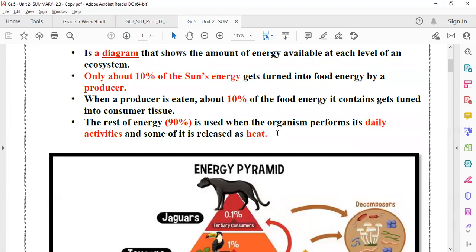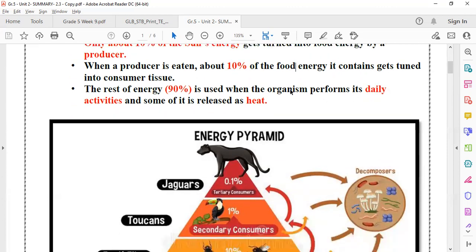Like when you eat your food, you have energy inside your body. Some of this energy enables you to move, go, run, play, swim, and so on. And some of the energy is released as heat when your body's temperature gets higher. This is the heat. This is the rest of the energy. The organism uses the rest of the energy to perform its daily activities, and some of it is released as heat. So only 10% of the sun's energy gets turned into food energy by the producer.